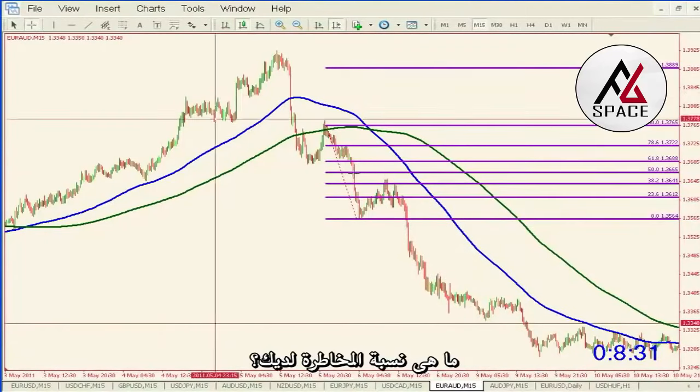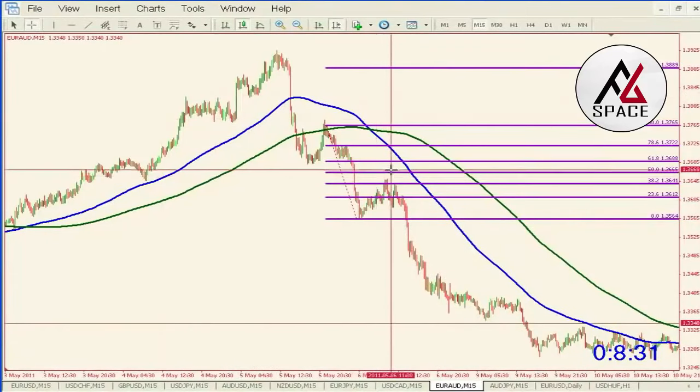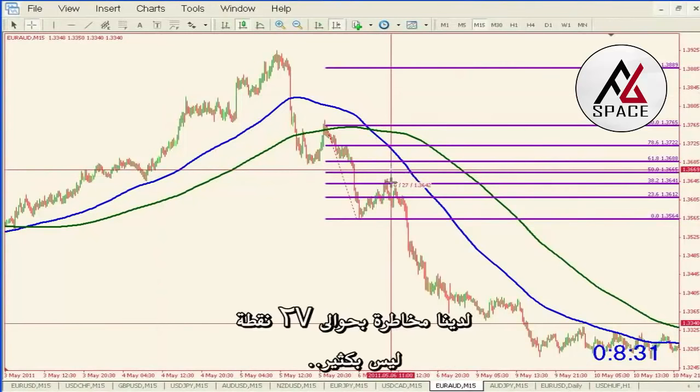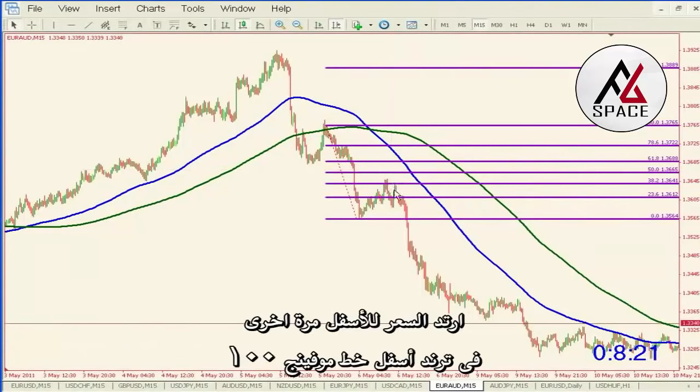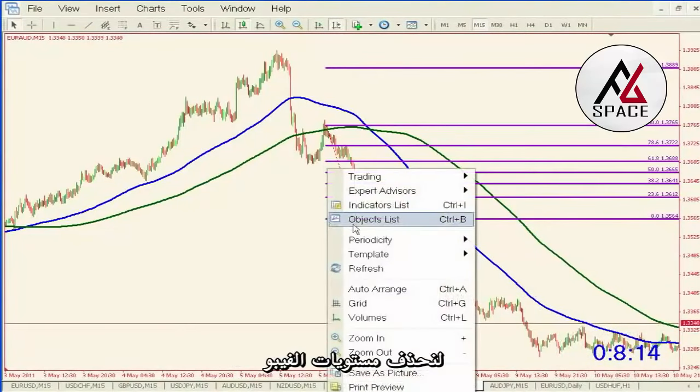What are you risking on that? You're risking about 27 pips. Not too much. Okay, so you bounced off of here and you came down. You're following this 100 bar moving average. Let's get rid of that.